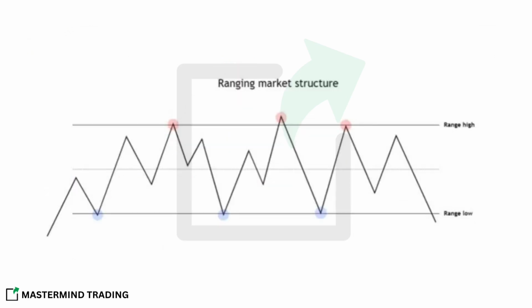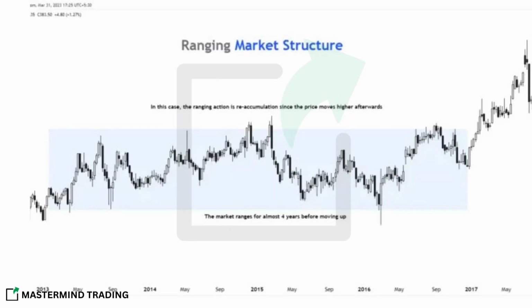And lastly, there's the ranging market structure. A ranging market structure basically is a market condition where you can't clearly define the highs and the lows in the direction of a trend. So you can't tell for a fact whether we are in a clear uptrend or in a clear downtrend. In most cases, we have prices moving sideways rather than in an uptrend or in a downtrend.